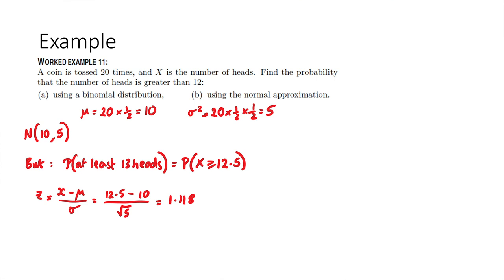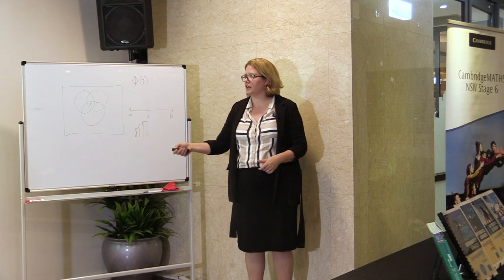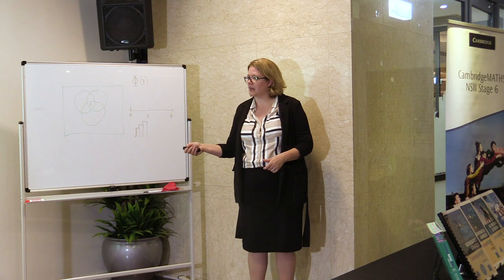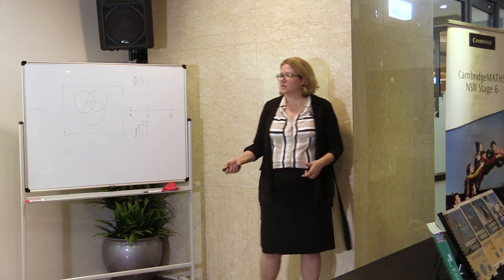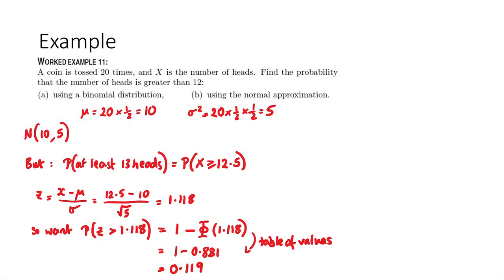Okay, so then I work out my z-score. I know what my mu is, because it's n times p, and I know what my variance is. So I apply those down here, and I get my z-score. I want the probability that Z is greater than this z-score, which means, if you remember our curve, the probability of something being to that side of that line is going to be 1 minus it being to that side of our line, which is what the table gives us. So I'm doing 1 minus that, and then I use a table to look that up, and it's 0.881. And so that's my answer, 0.119.